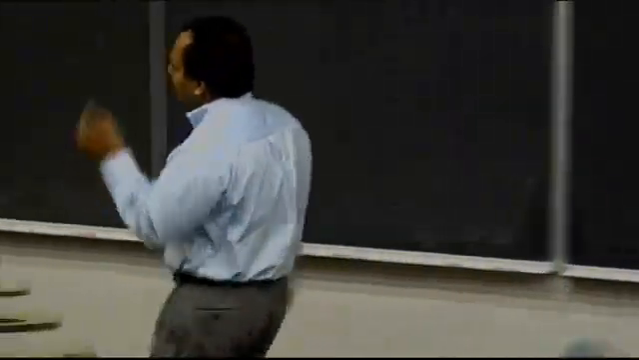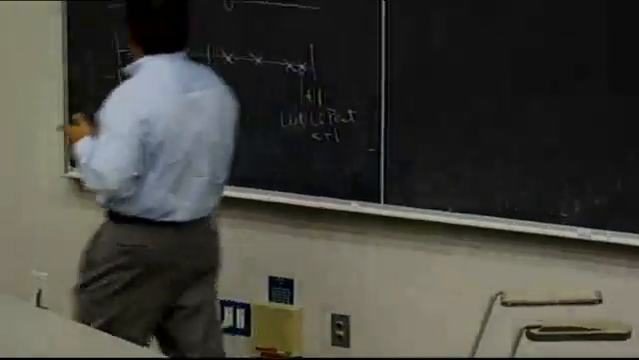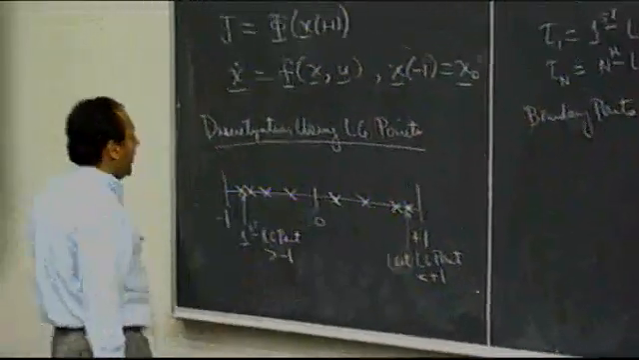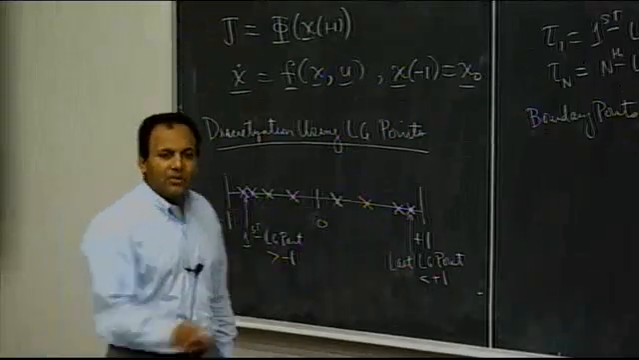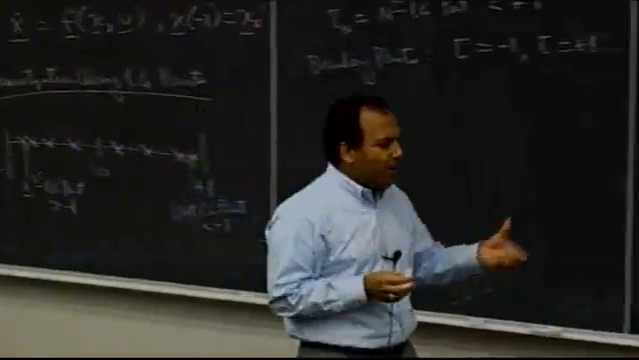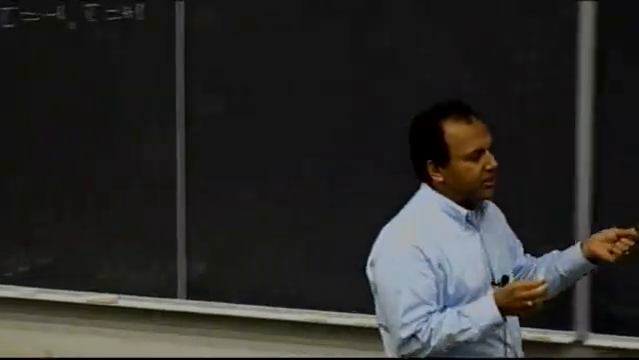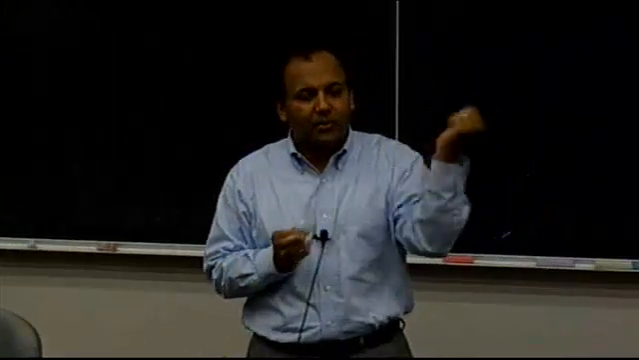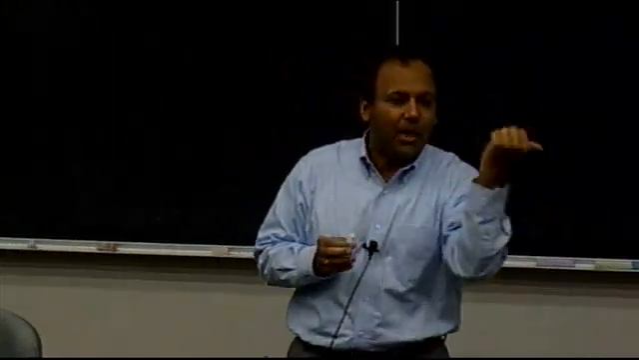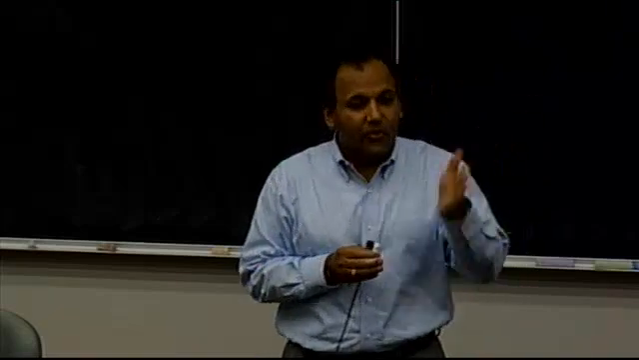So that's the first problem I've created. The second problem I've created is notice that the first and last Gauss points are not at -1 and +1, right? So as a result, if I was to enforce the boundary conditions, or the initial condition, at the first Gauss point, I'm enforcing it at the wrong point, right? Because it's not at tau equals -1. The boundary condition is at tau equals -1. That's not where the first Gauss point is.